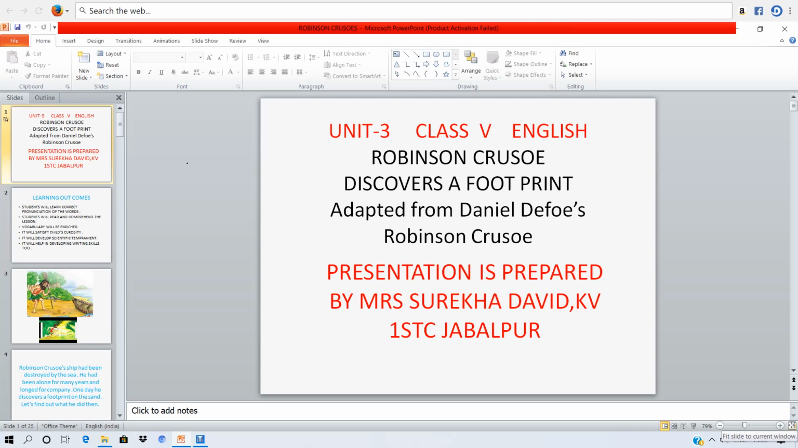Today we are going to study Robinson Crusoe Discovers a Footprint, which is adapted from Daniel Defoe's Robinson Crusoe. You can find it in the English textbook of Class 5 in Unit 3. And this presentation is prepared by Mrs. Surika David of KV1STC, Jabalpur.